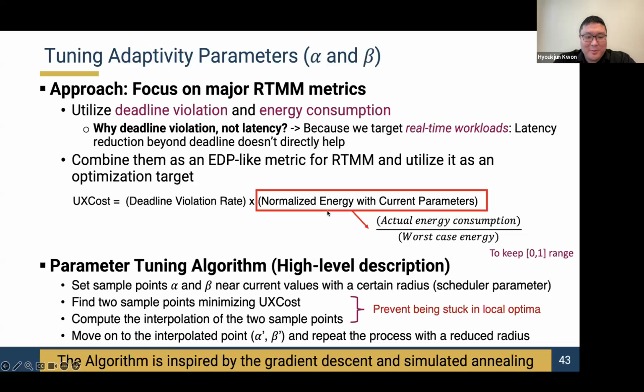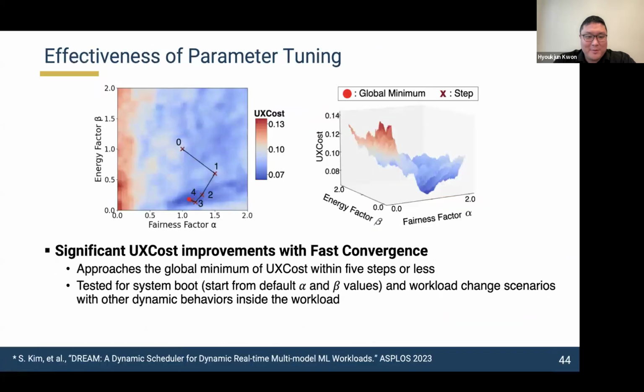So I'm not presenting all the details of this algorithm, but let me just show how it works in the optimization space. The left side figure shows the UX cost, the heat map. So red means high UX cost and blue means small UX cost. So smaller is better. And the x-axis has the alpha value and the y-axis has the beta value. And by changing the alpha and beta, we can get very different UX cost. Again, the UX cost is an EDP-like metric.